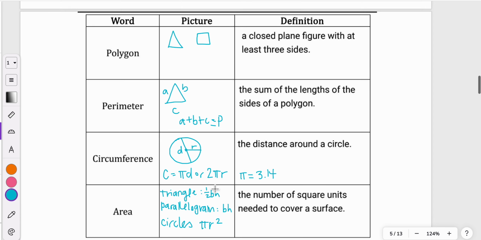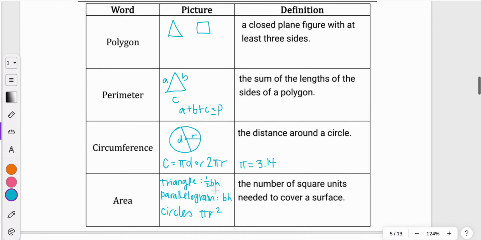So make sure you have those 4 things filled in for your vocabulary terms: pictures and definitions. When you're ready to go on, click play.